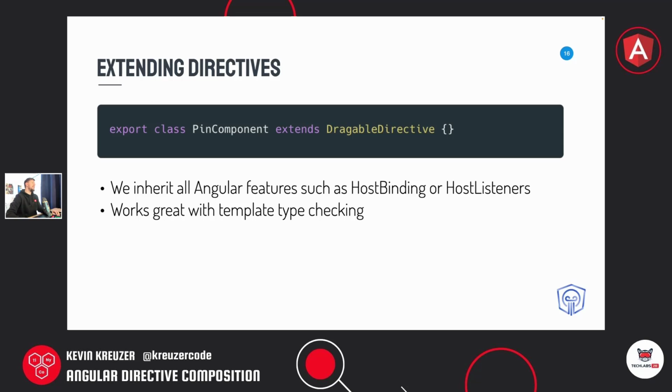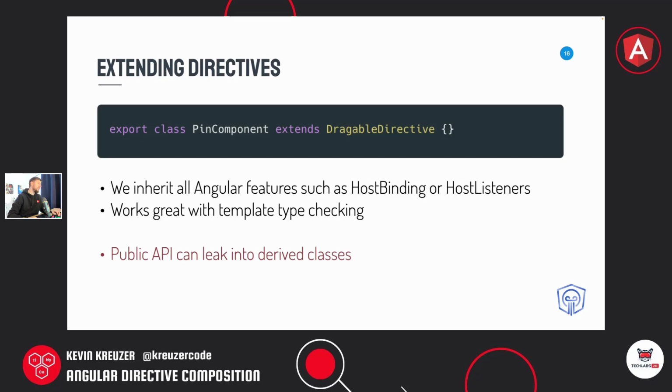But here we have some downsides. And one of the downsides is that the public API can leak into derived classes. So whenever we extend the draggable directive, everything that is public API on the draggable directive automatically becomes public API on the pin component. And maybe we don't want that. Maybe we want to have only a couple of inputs available for the pin component because we have a special use case. So the draggable directive is very generic, but maybe we would need to limit it for the pin component. And there's currently no way of doing this.